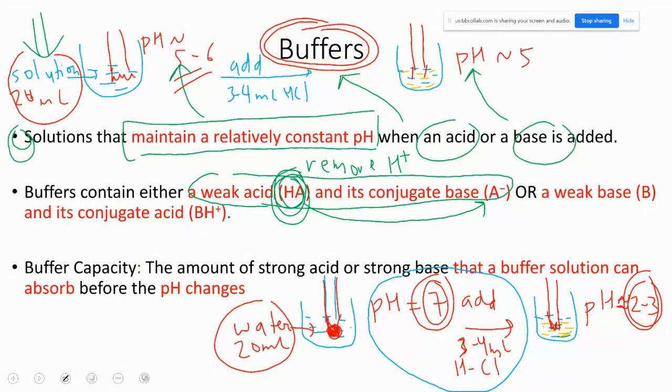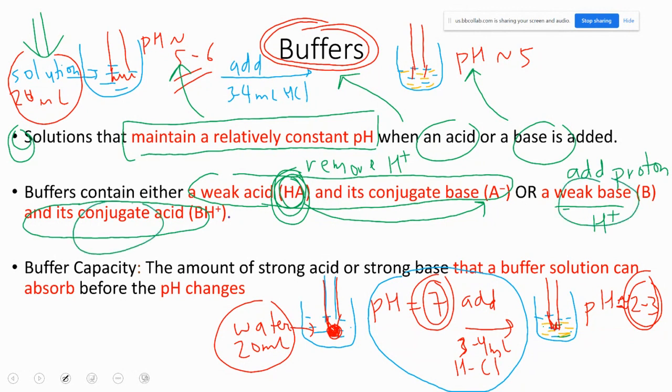That means if you have a solution that has a weak acid and its conjugate base, HA and A minus, that will be your buffer. Or alternatively, instead of using a weak acid, I can use a weak base, but then that weak base has to be with its conjugate acid. Again, review for you: to go from a weak base to a conjugate acid, you add the proton. Remember what I talked about, proton is the same as hydrogen plus. Add H plus to a weak base to give you a conjugate acid. That's how you can create a buffer solution, either or.